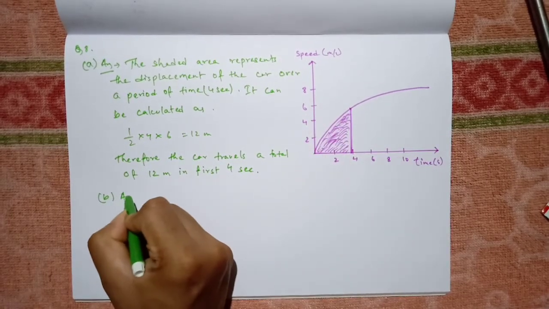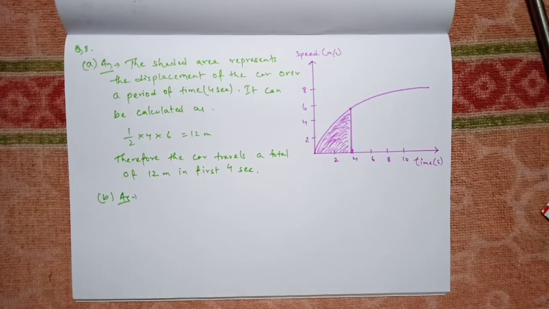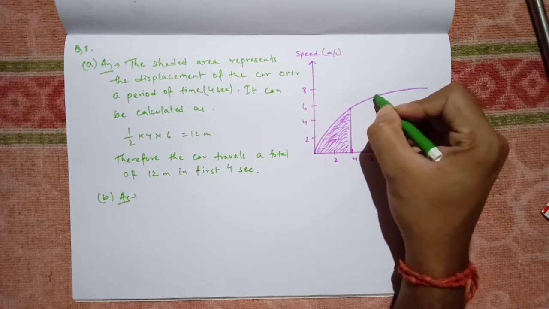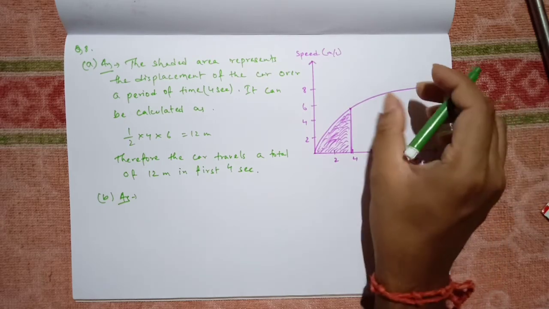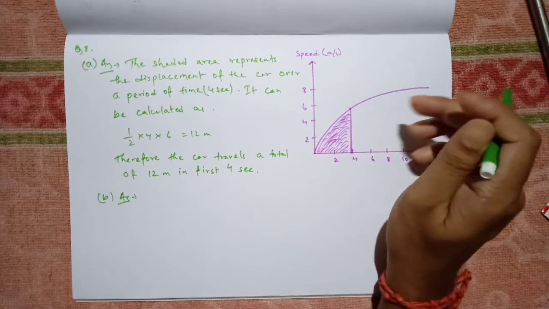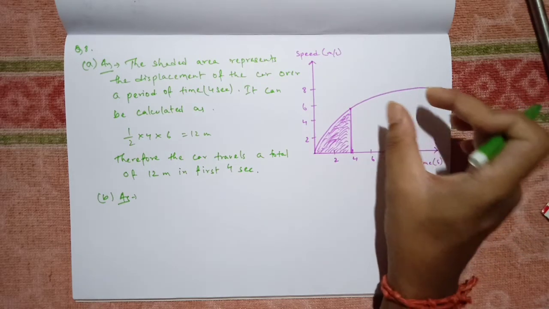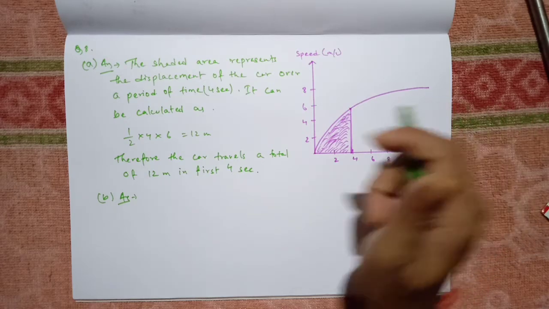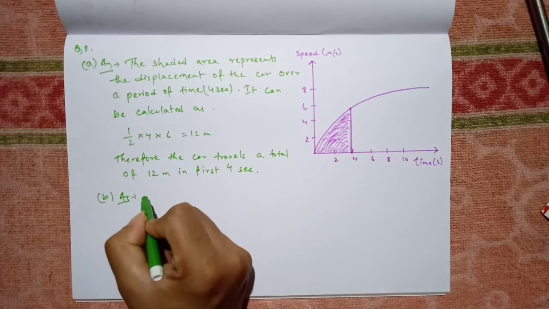Okay, now the question number B, 8b, which is said which part of the graph represents uniform motion of the car. So here we can see that from 6 to 10 we can see this is somehow a straight line which represents the uniform motion of the car or the uniform speed of the car.